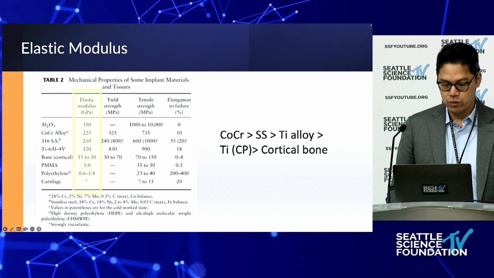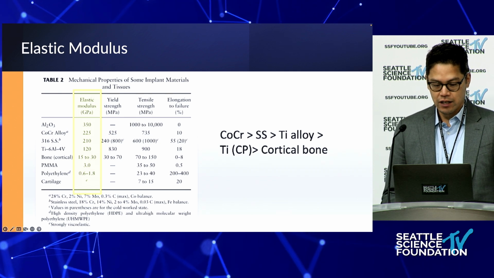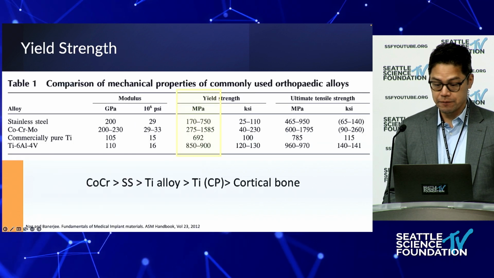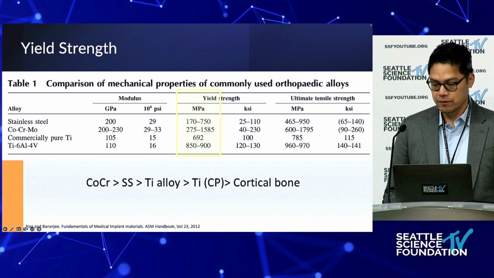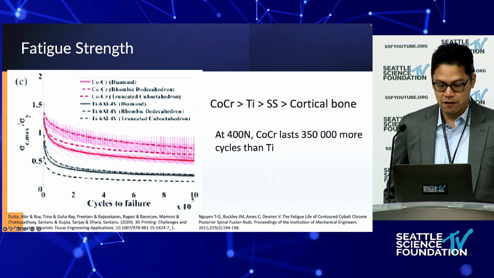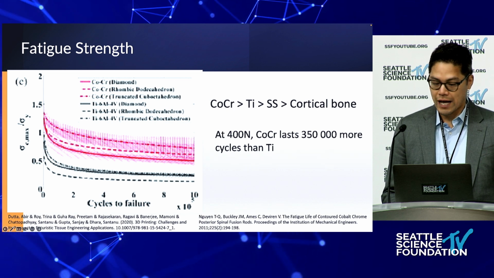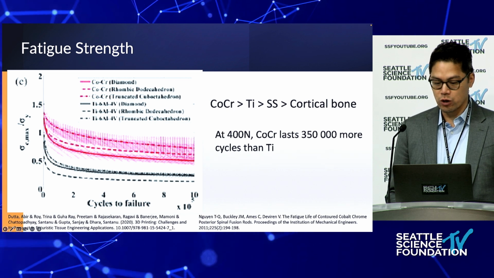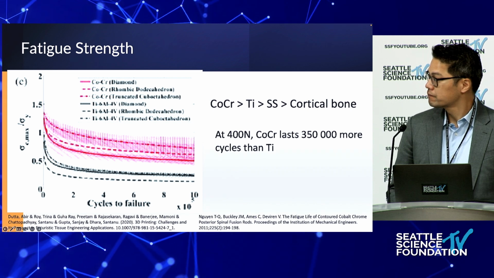And so the elastic modulus, we all know this. So the cobalt chrome has the highest elastic modulus, followed by stainless steel, then Ti. Also, cobalt chrome also has the highest yield strength, and also has the highest fatigue strength. So at 400 newtons, cobalt chrome lasts 300. This study showed that cobalt chrome lasts for 350,000 more cycles than Ti.